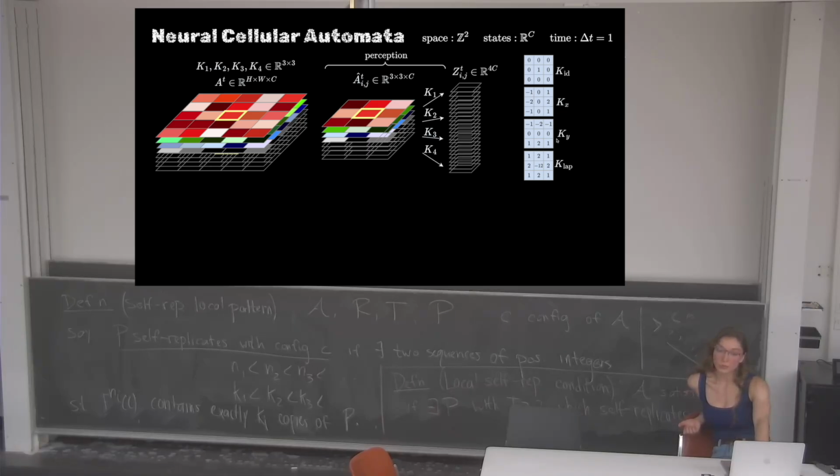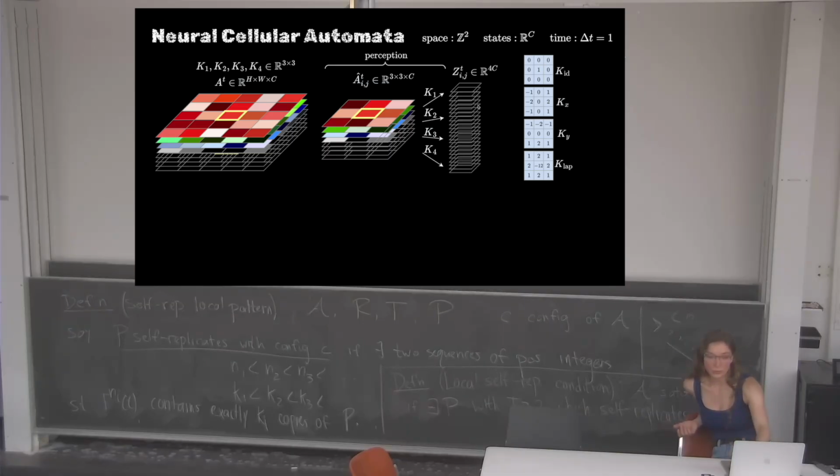Now the same goes for the y direction. And the last kernel essentially represents a discrete Laplacian, telling the cell how much it differs on average from its neighbors. So this essentially gives the cell some awareness of its neighborhood. So this is called the perception phase.